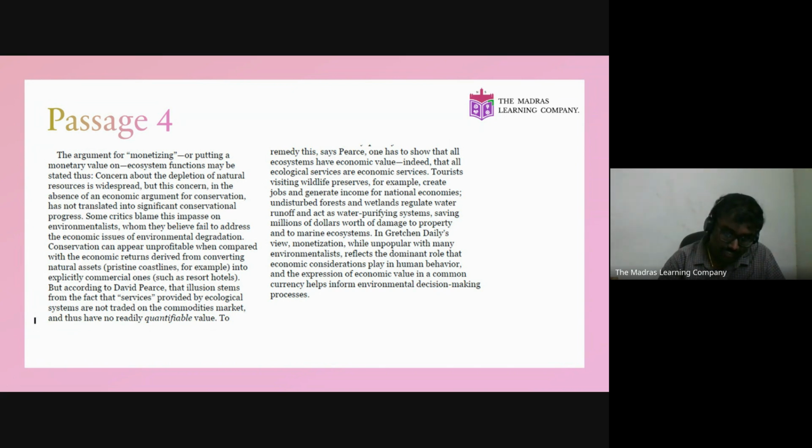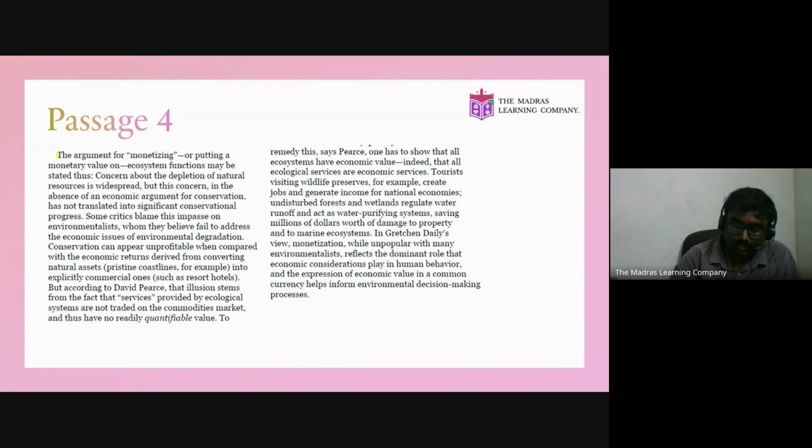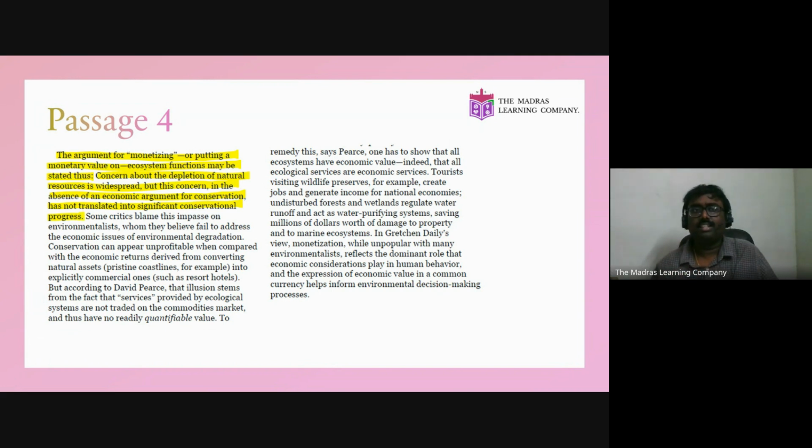Okay, can you tell me first? Let's identify the sentences that you read. Which sentences did you read? The first sentence: the argument for monetizing, or putting monetary value on ecosystem functions, may be stated thus. Concern about the depletion of natural resources is widespread, but this concern, in the absence of an economic argument for conservation, has not translated into significant conservational progress. So we'll stop there.